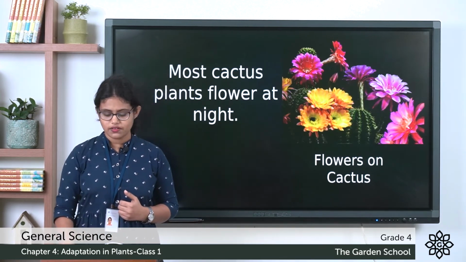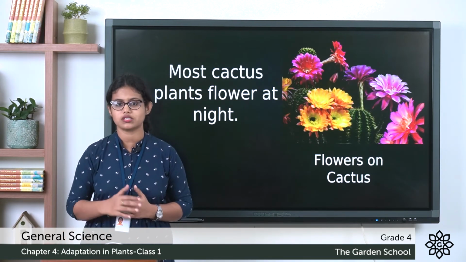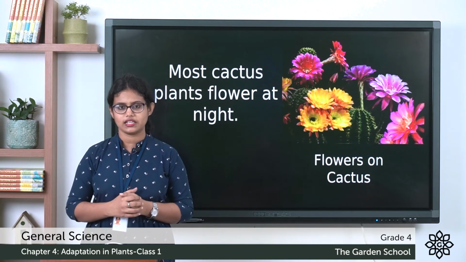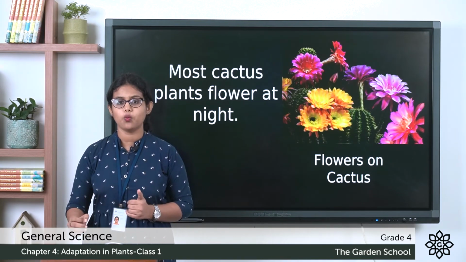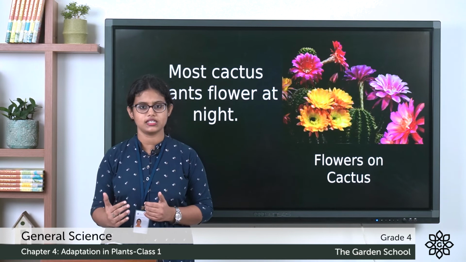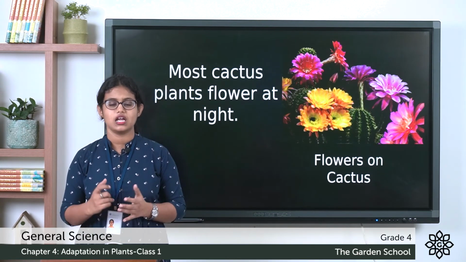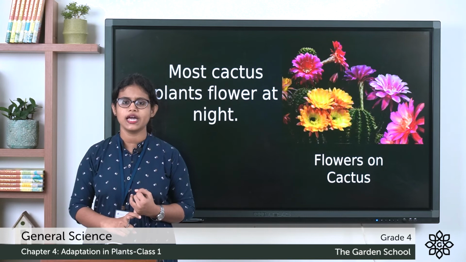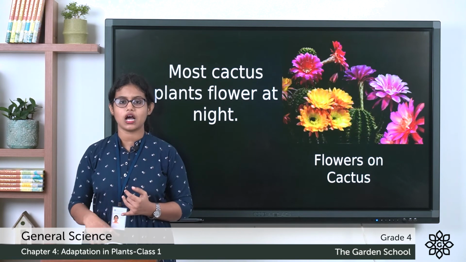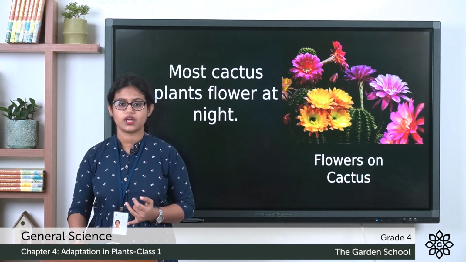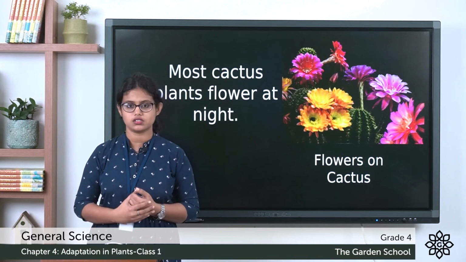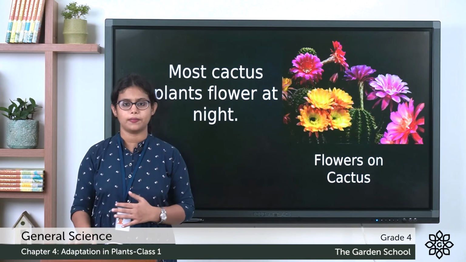Take page number 37. On page number 37, there are two questions given. Tick the correct option. I'll read out the question and you can tick the answer. Plants that grow in water are aquatic plants or terrestrial plants. The answer is aquatic plants. Cactus plants are aquatic plants or terrestrial plants? Where do these cactus plants live? They live in the desert. So they are terrestrial plants.